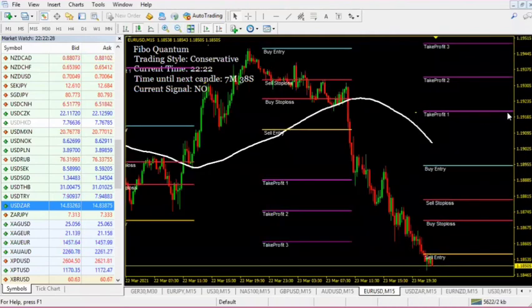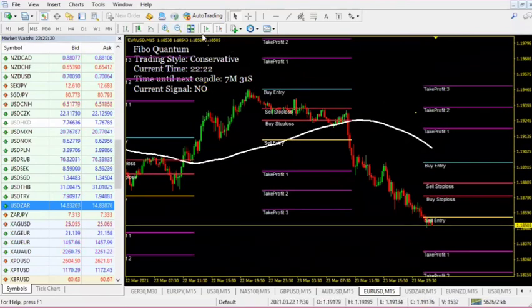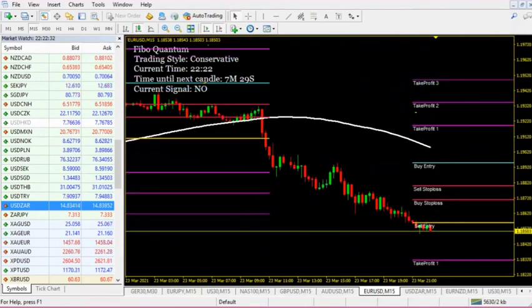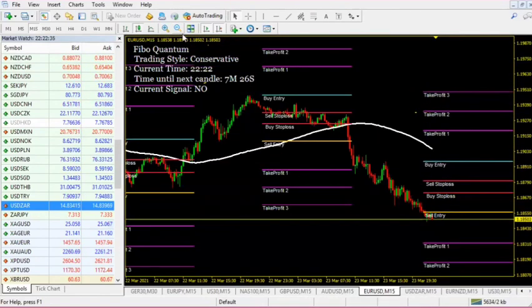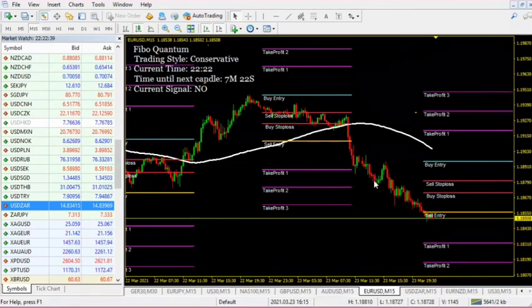Okay, Euro USD is also showing a signal, guys. This is a signal. Just want to show you guys a few trades that you can take or that you might have missed. Here's an example of a sell trade, guys. As you can see, the price is below the 100-period moving average. The price came down and triggered the sell entry right there.